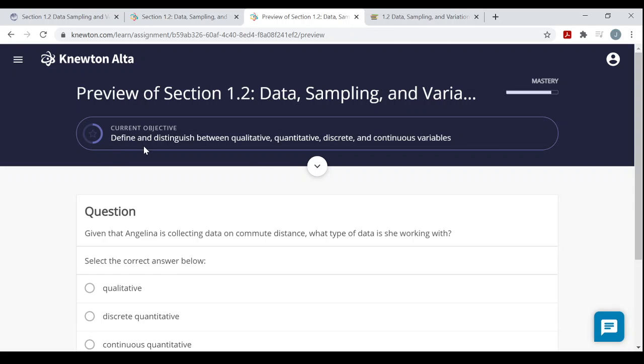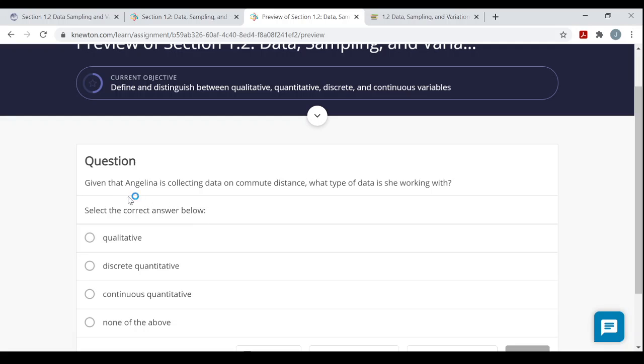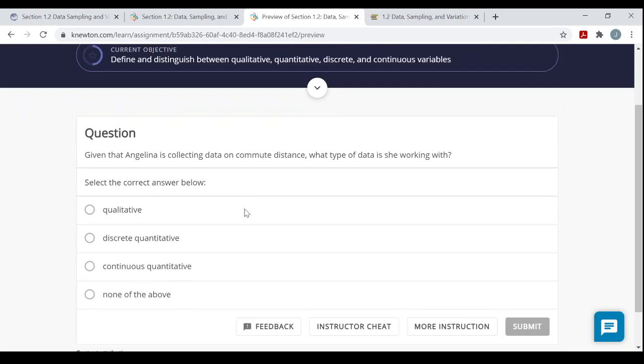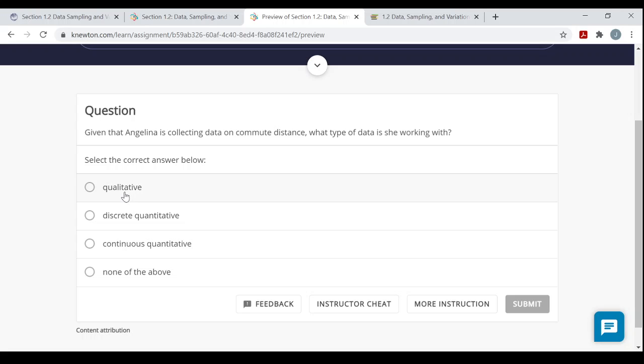All right, almost done there. Look at how close I am to the master bar. 88% done. All right, question. Given that Angelina is collecting data on commute distance, what type of data is she working with? Distances, right? That's length, that's miles, that's something that is measured by an odometer in your car, some special thing. That's definitely continuous. So it's not qualitative. It's quantitative, sure, it's numerical, but it's not discrete. It's numerical distances that are measured, so continuous, quantitative.